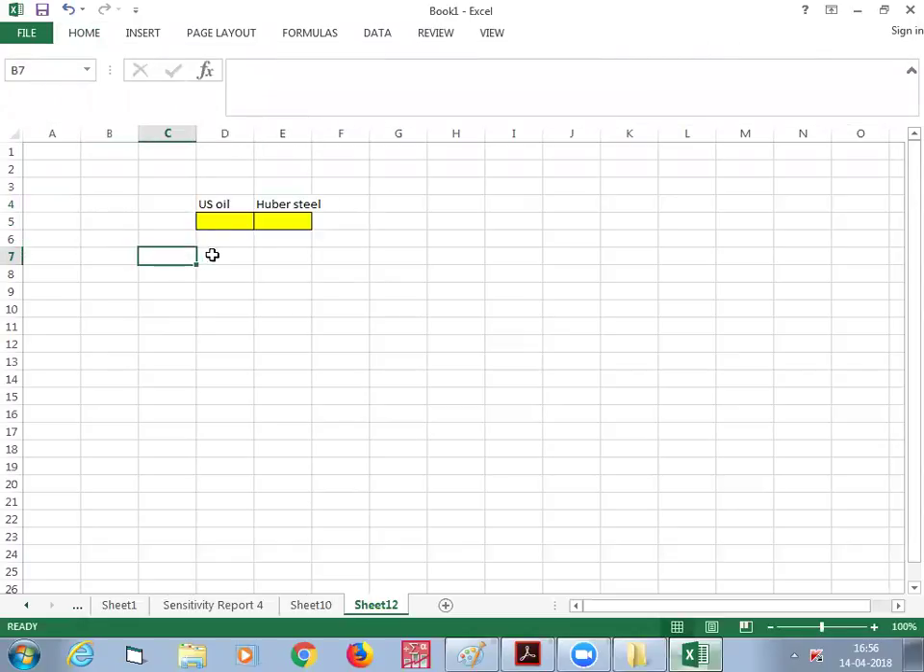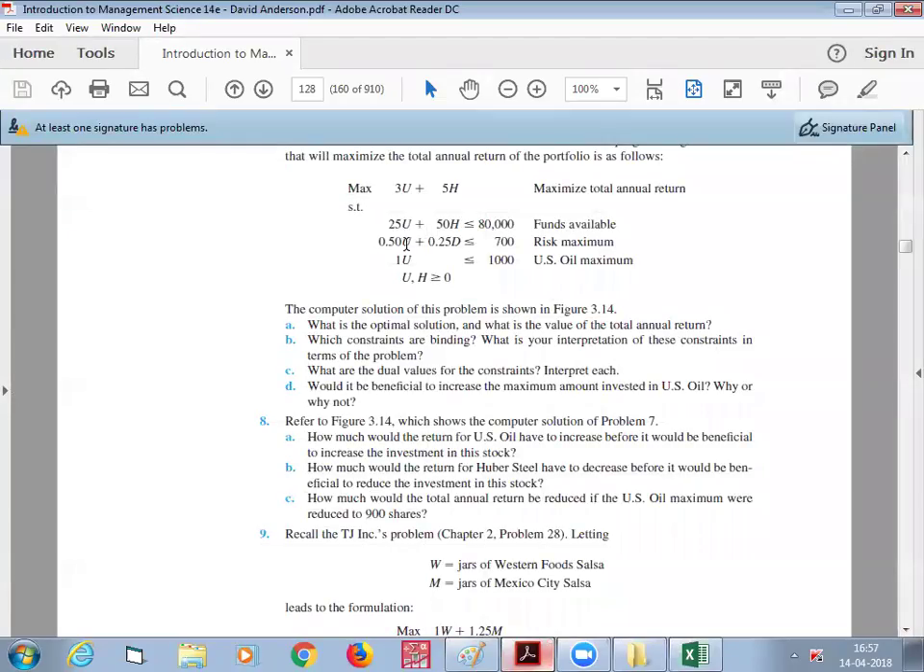Okay, and our total return is 3 and 5. Then our investment is 25 and 50 here, I think. Our risk index is 0.25 and 0.5. And then this is just a 1. No, the other way. This is 0.5.